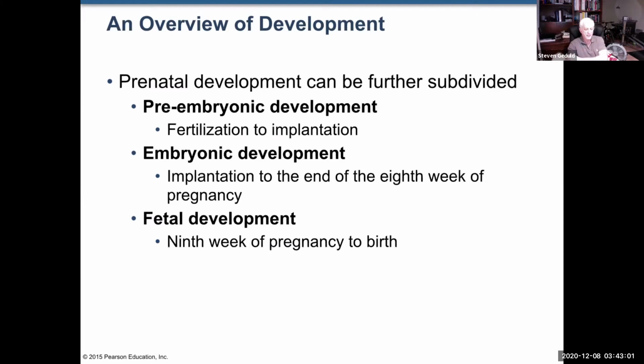Embryonic development is implantation to the end of the 8th week of pregnancy. So that's when your embryo develops, from implantation to your 8th week. That's your first trimester, when everything's developing. Fetal development goes on from the 9th week of pregnancy to birth. So those are different divisions of embryonic cycles: pre-embryonic, embryonic, and then fetal development.